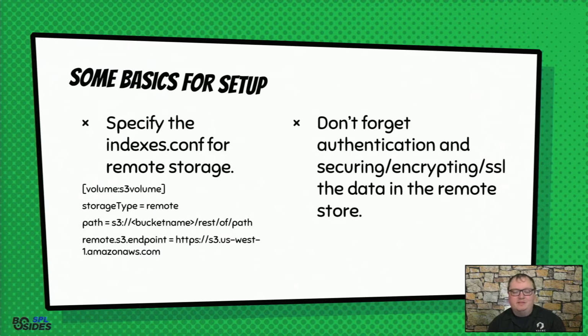One of the big things is that the storage type is going to be remote, because the indexers see SmartStore as remote storage, which it is, so that makes sense. Then there's the path to the SmartStore, and the endpoint, because it's remote, so it needs to know where to point to connect to the storage.